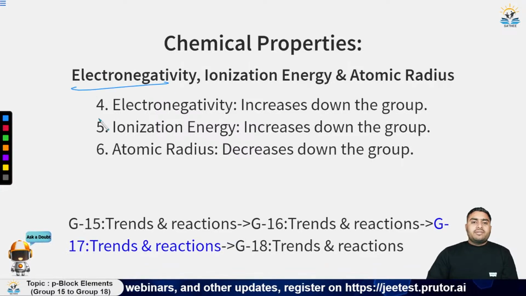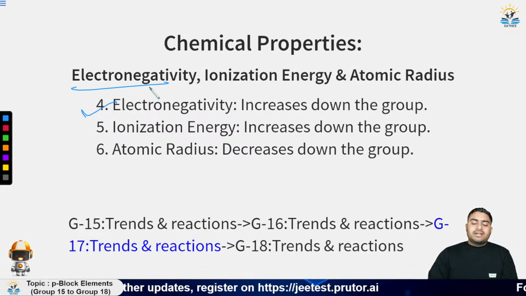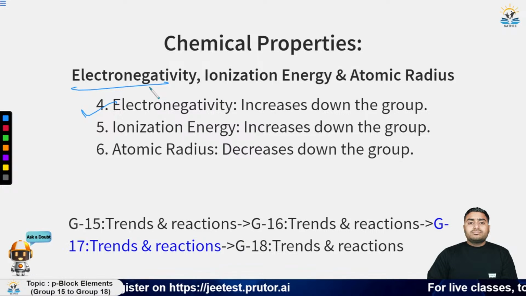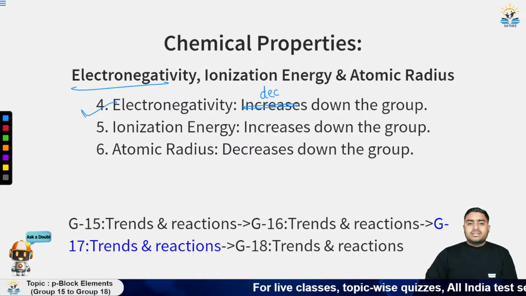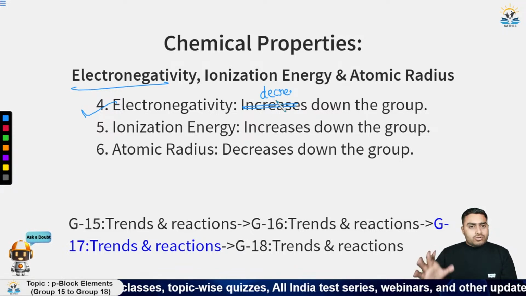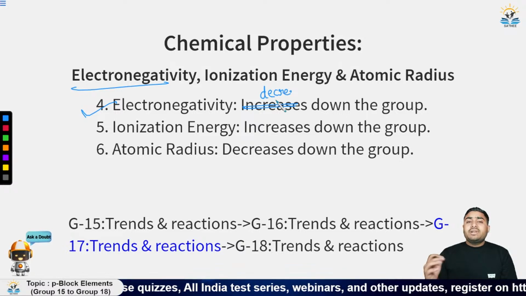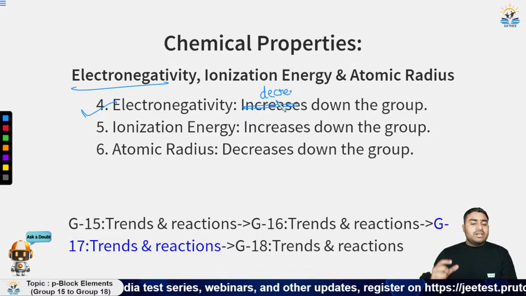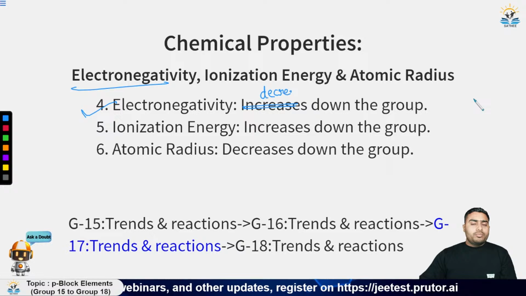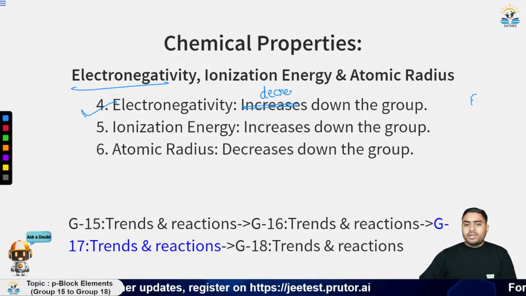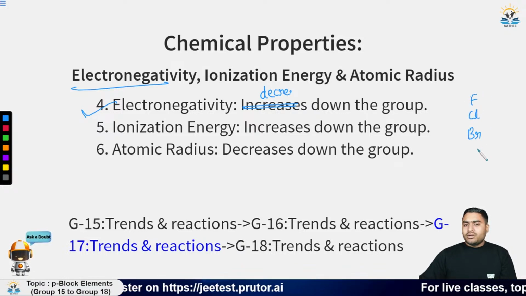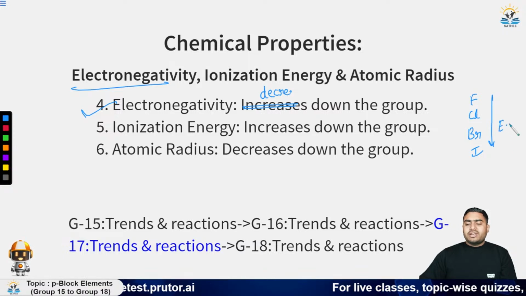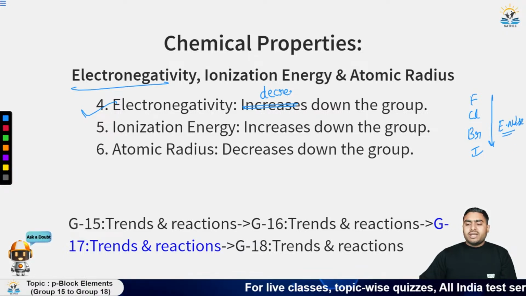Let's go to electronegativity. As I told you already, it is a tendency, and it decreases down the group, because left to right across a period, electronegativity will increase. But fluorine is the most electronegative element. If you are moving fluorine, chlorine, bromine and iodine, what happens? Electronegativity will decrease, not increase. Electronegativity will decrease top to bottom in a group.